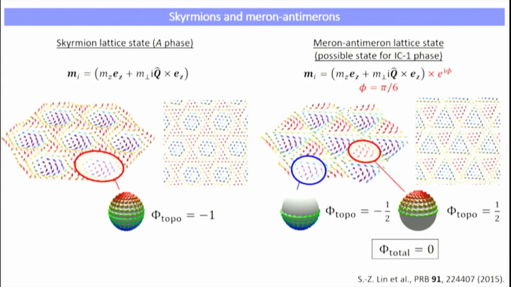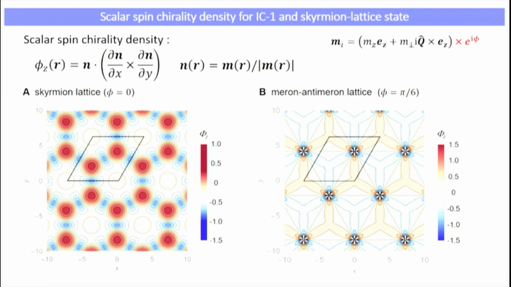So let me skip the detail, but it's still under controversy, but we propose that the IC1 state can support the magnetic spin textures described by the triangular lattice of the meron and antimeron, different topology from the Skyrmions. So each area has a different topological number, 1/2 and minus 1/2. It cancels the topological number in the global area to be a topological number 0, and it is different from the Skyrmion lattice state.